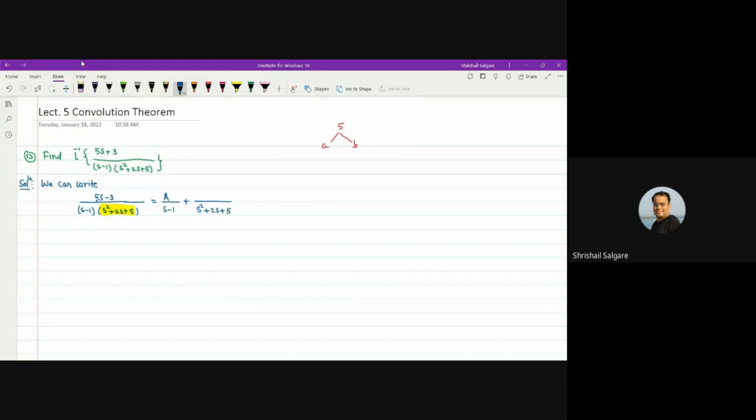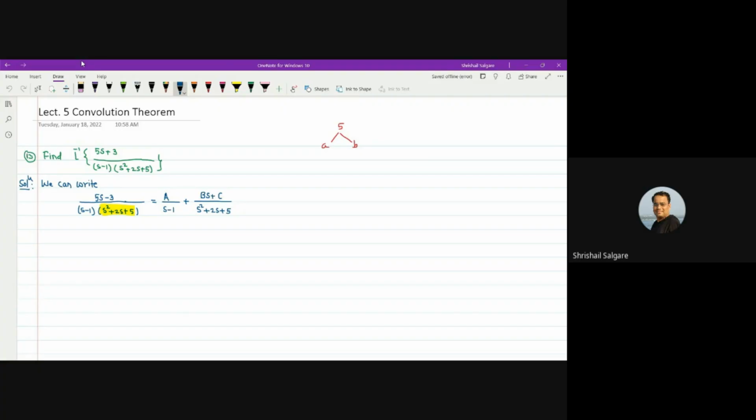And for a quadratic, what should I take in the numerator? What do I have to write? I am writing simultaneously, read at least. Bs + C, because of the quadratic.